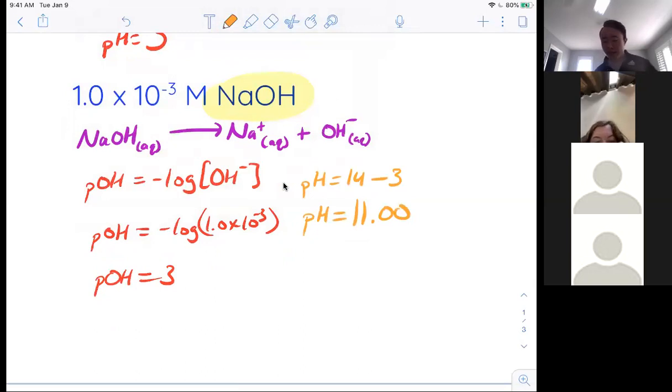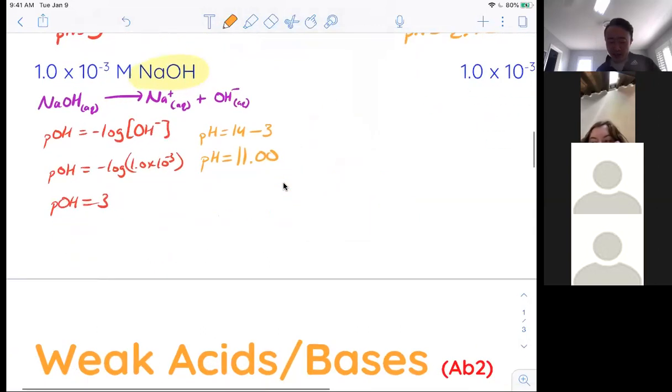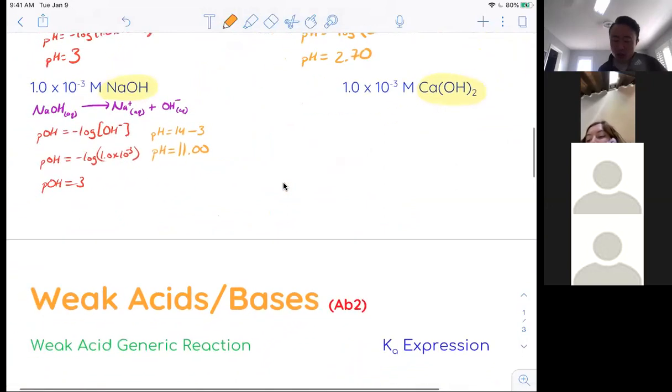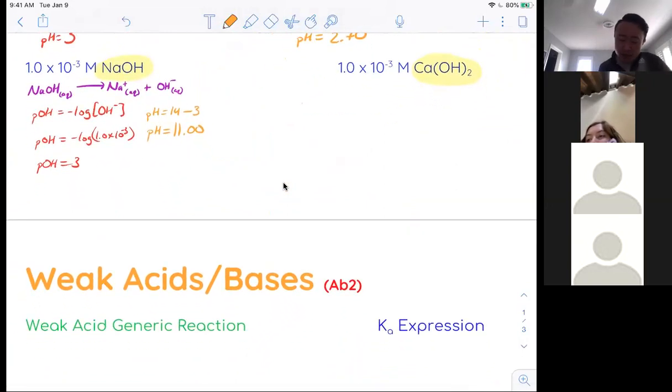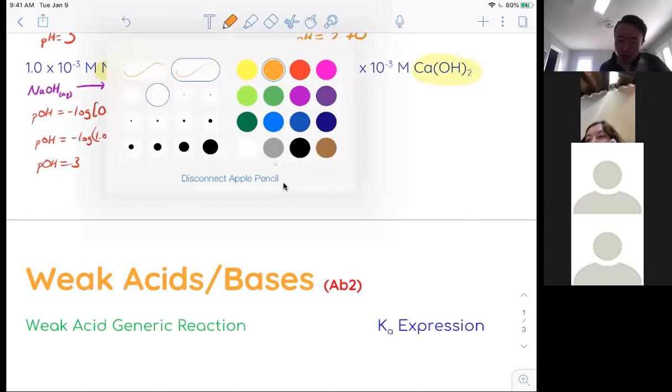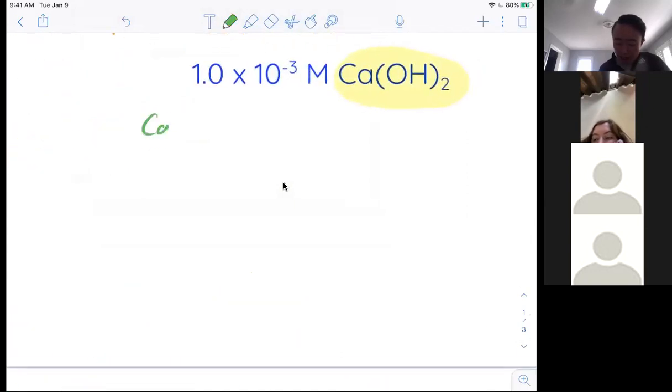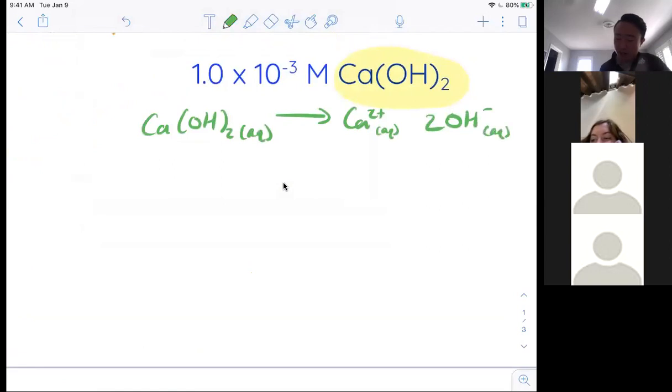And then the last one in this section is calcium hydroxide, which is another strong base. Just like we did above, since there's OH twice there, we know that strong bases are going to completely dissociate. So when you write out this reaction, I'll have calcium hydroxide, aqueous, that completely breaks apart into calcium 2 plus ions, but now I have 2 hydroxide ions, aqueous.